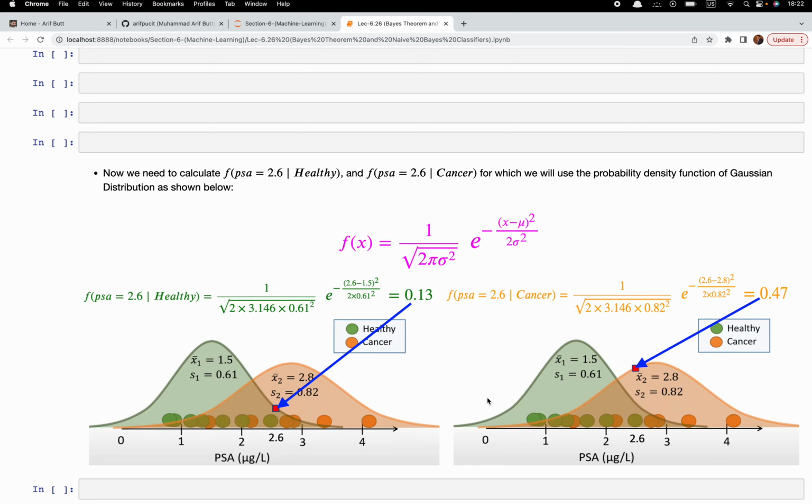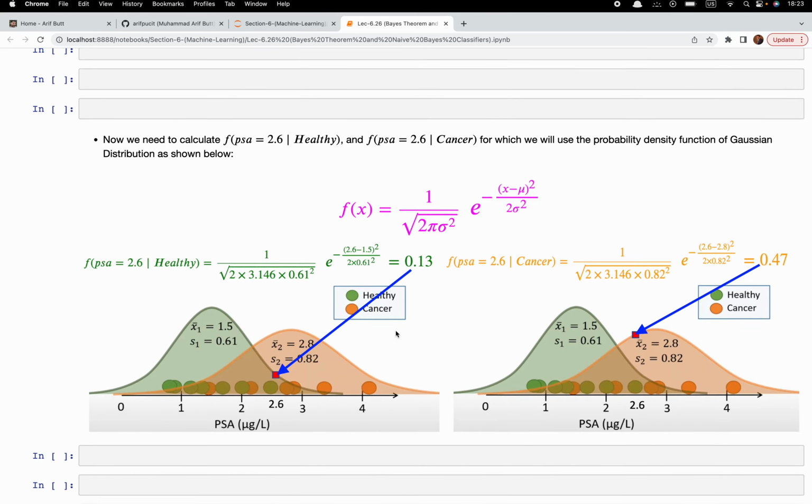My dear students, remember these two values, 0.13 and 0.47. They are not the probabilities, rather they are the values of a probability density function, or the height of these curves when the PSA value is equal to 2.6. So this is 0.13 for the healthy person, and this is 0.47, this is the height. And you all know that the probability in case of continuous distribution is the area under the curve.